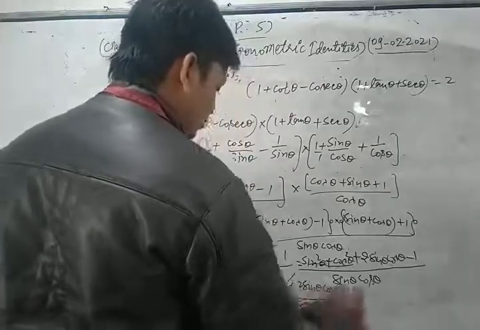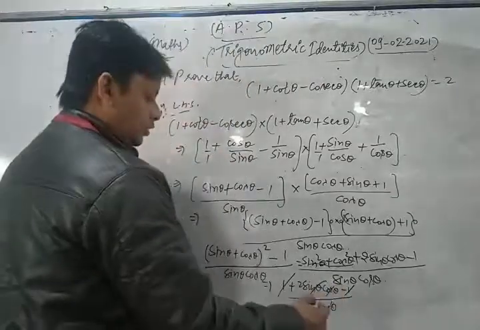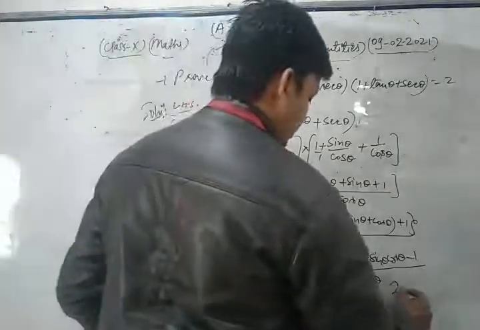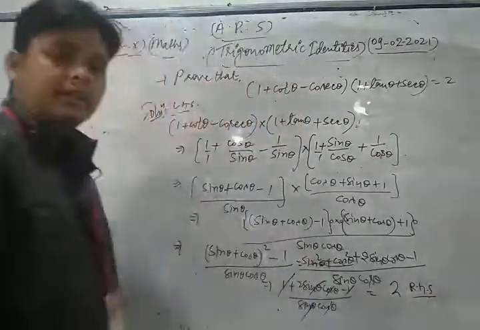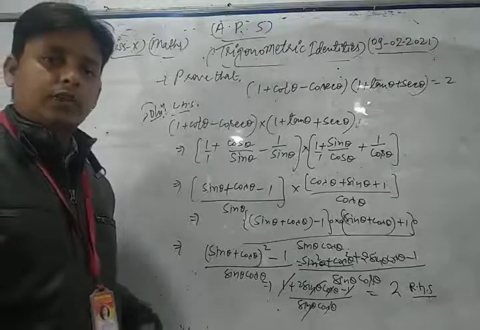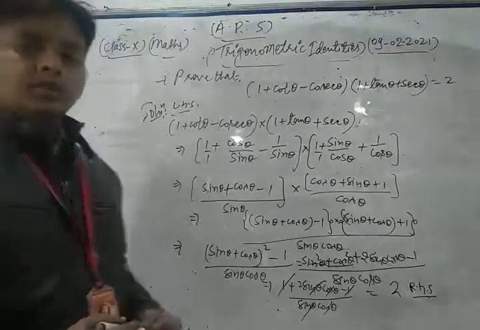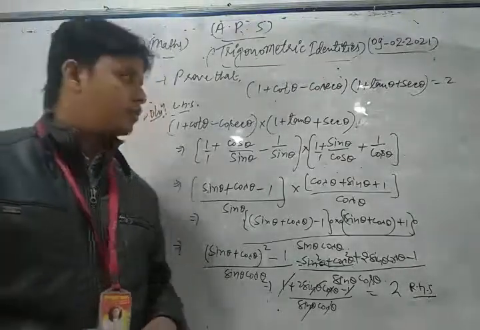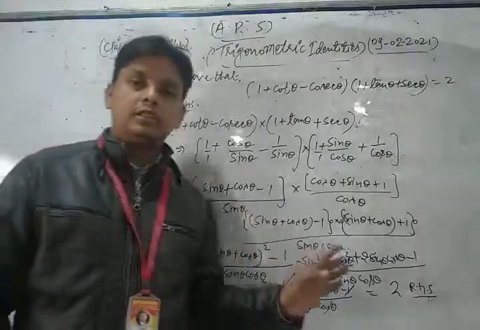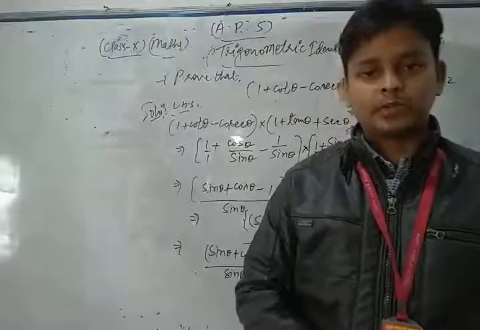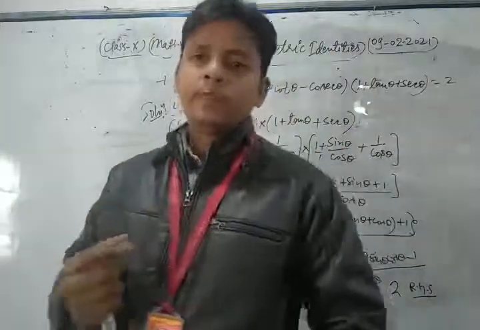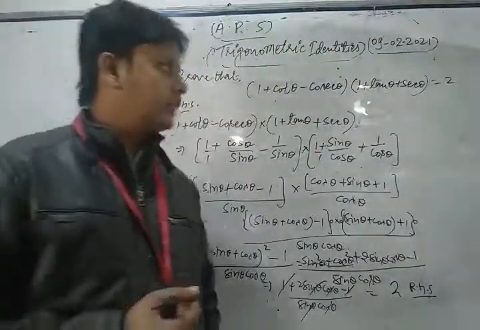Now the 1s cancel each other. Sin theta cos theta cancel. So we get 2, which is the right hand side. Thus, dear student, this is the process to solve that type of question. This is a very important question which came in your previous year board examination. So please, dear student, do more and more practice of that type of question.